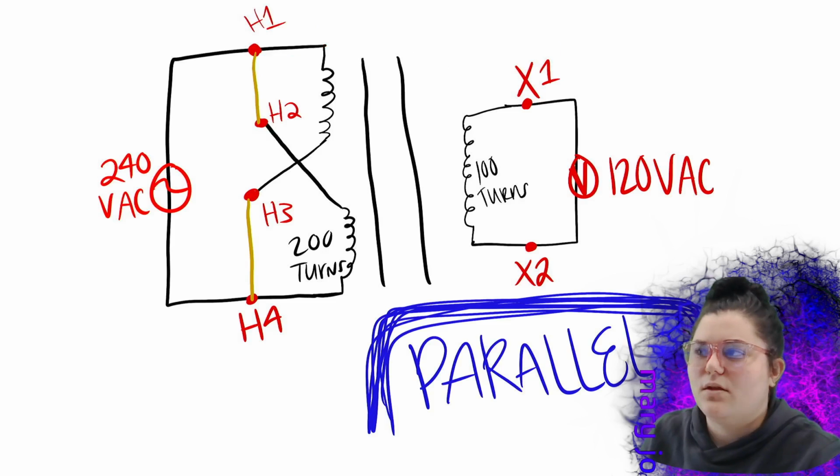Alright, and this is parallel. So if you want to step down from 240 to 120, you would have to wire up H4 to H3 and H2 to H1. And that would be in parallel because it's 2 separate windings, as you can see from the picture.